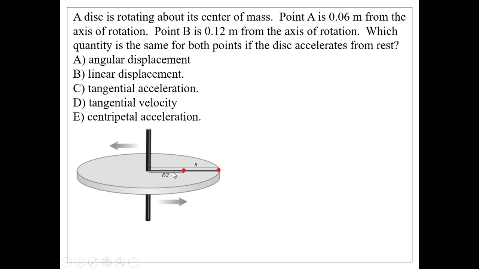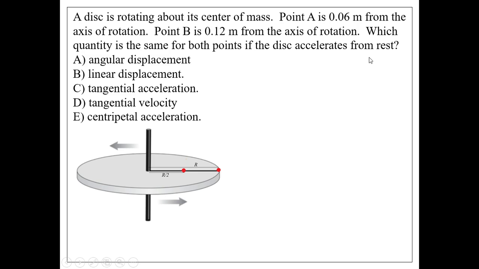So I'm just going to put 2 dots on my circle here, from the midpoint and then to the outside. It doesn't really matter where you put point A, as long as 0.12 is double 0.06, you'll be fine. All right. So it says here, which of the quantities is the same? Again, we're looking for a statement that is the same if the disk accelerates from rest.